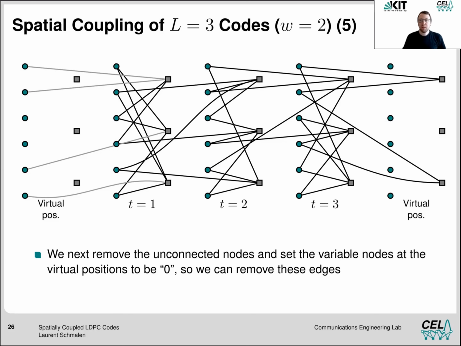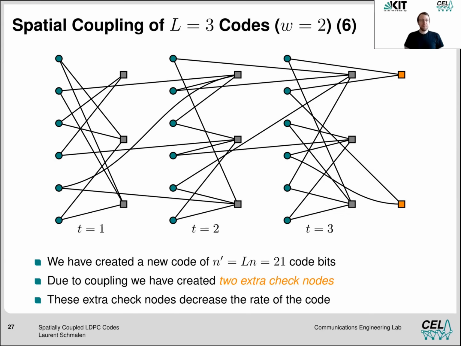The next thing we do is we remove the unused nodes. So these nodes have no connections, so we just remove them. Same for these nodes. And also these nodes that are connected to this virtual position, we can remove them. We can say that we fix these bits to be equal to 0, and then we don't need to transmit them. So these virtual positions are assumed to be 0. We don't need to transmit them, and this means we can remove them. And yeah, that's it. So the resulting code looks like this.